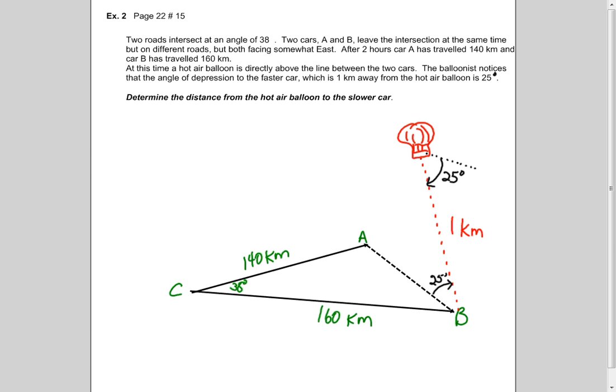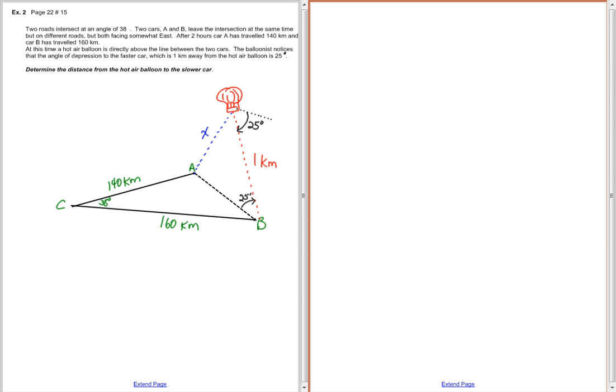Our goal in this problem is to find the distance from the hot air balloon to the other car. So our goal is to find this distance right here. Okay. Now remember that the balloon is directly overhead of that line. So with 3D problems, you can only work in one plane at a time. So I'm going to work on the horizontal plane because I have two lengths and an angle. And I'm going to use that green information to find the length of AB. AB is also shared with the vertical plane. So I'll use it to find X.